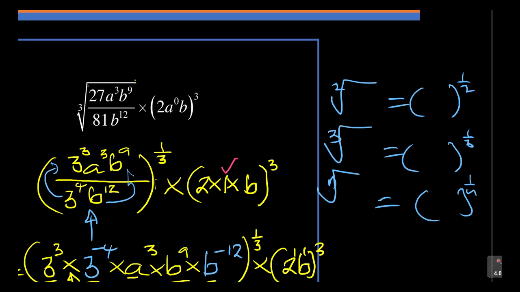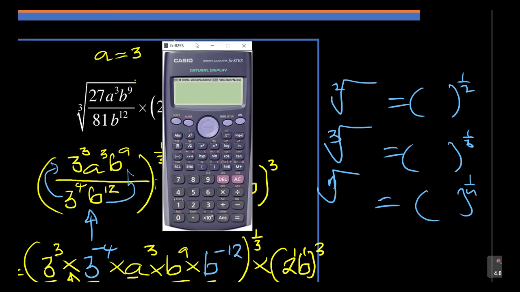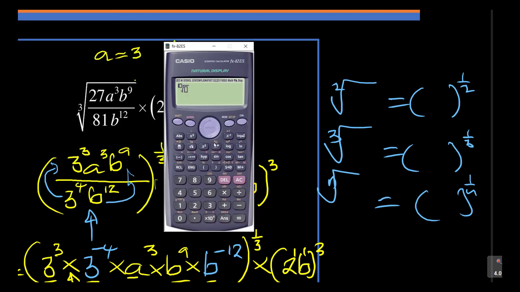You come here. You say, okay, I'm looking at this. I take my a, maybe say a is 3. Since there is a b, b is 4. Now, you must know how to put a cube on the calculator. You use shift, there is a function of a cube. That's where you put the cube.